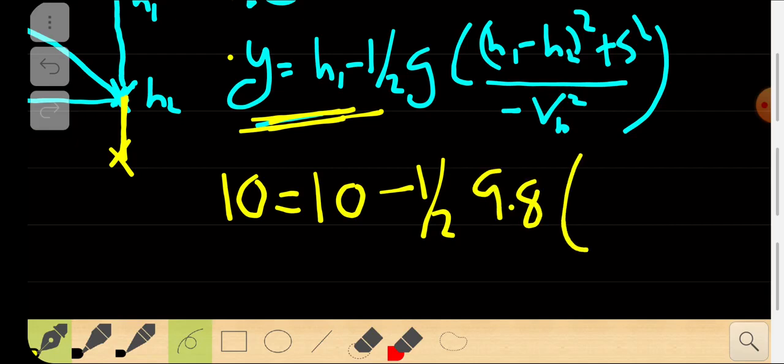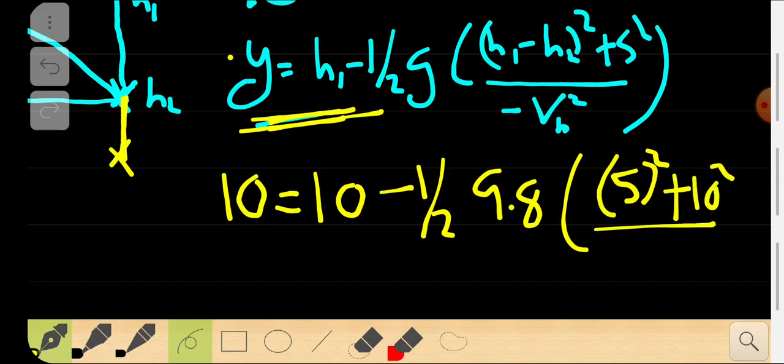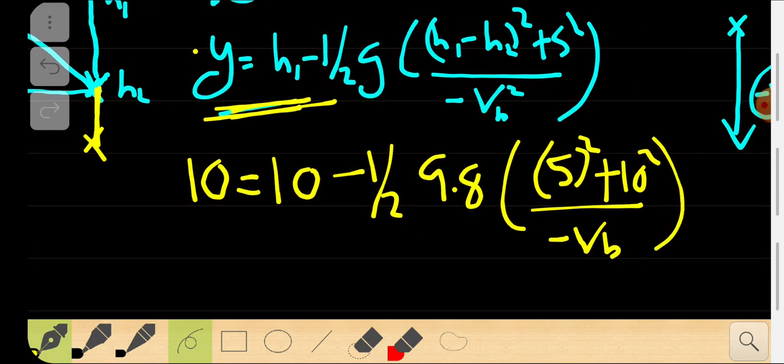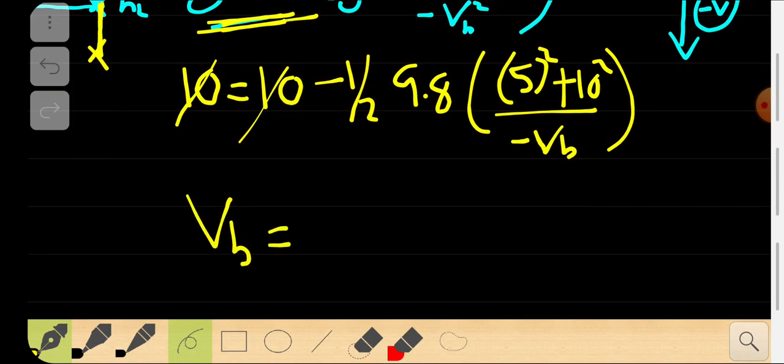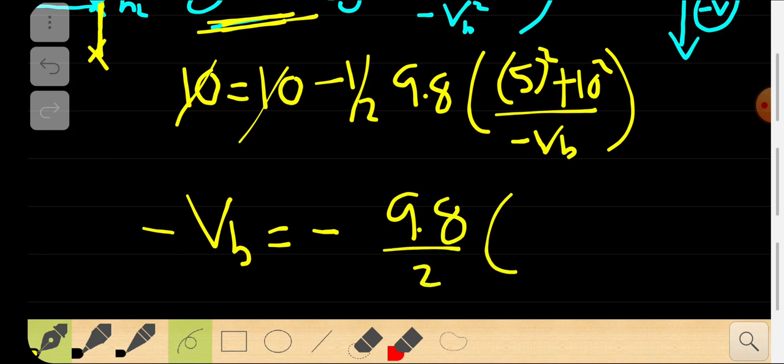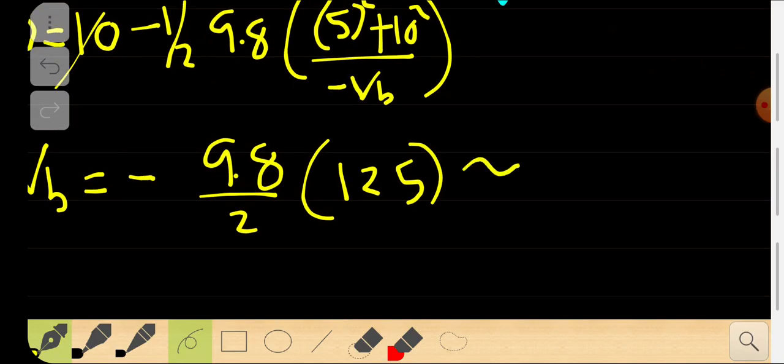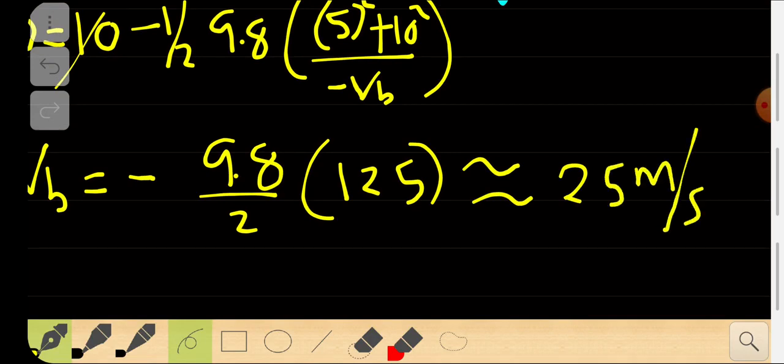h1 minus h2 is just 10 minus h2, that is 5, right? So that's 5 meters, the whole square, plus 10 squared, divided by minus vb, which we don't know. So 10 and 10 will be cancelled. So we can say that vb, the velocity of the bullet, must be equal to minus 9.8 by 2 times the square root of 5 squared, which is 25, plus 100, that is 125. That is approximately equal to 25 meters per second.